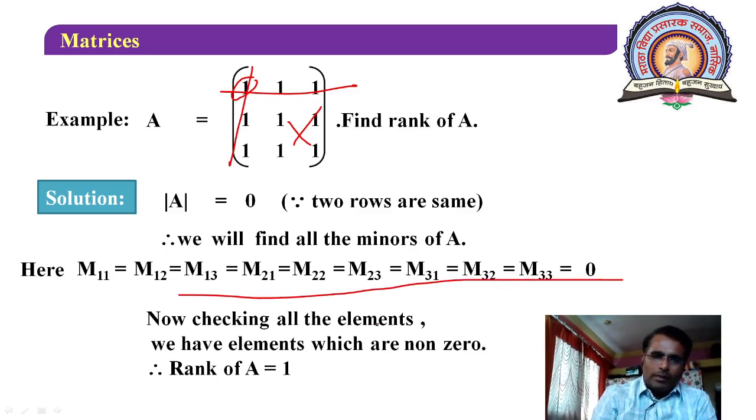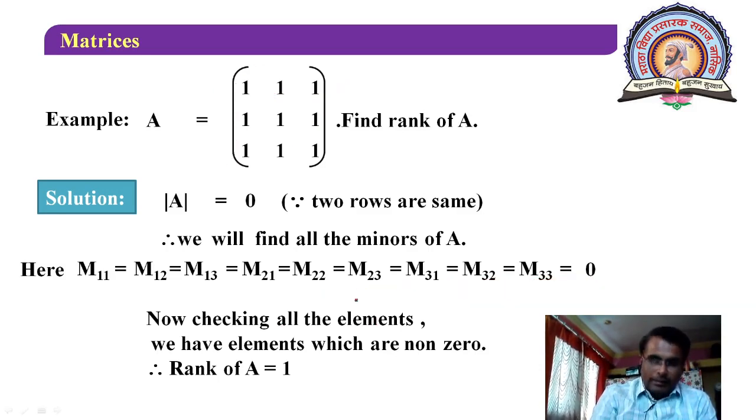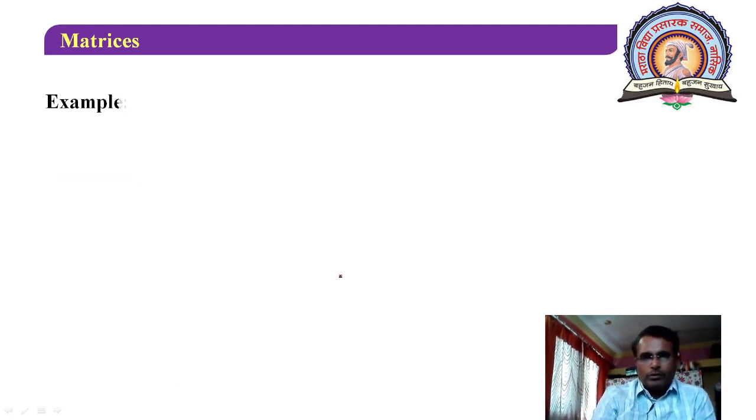Then check for the single element. If there exists at least one non-zero element, then we will say that its rank is 1. So that's why the rank of the matrix is 1, because every element is non-zero. Is that clear? Individually every element is non-zero, therefore its rank is 1. Clear? This is the way of considering rank of a matrix.